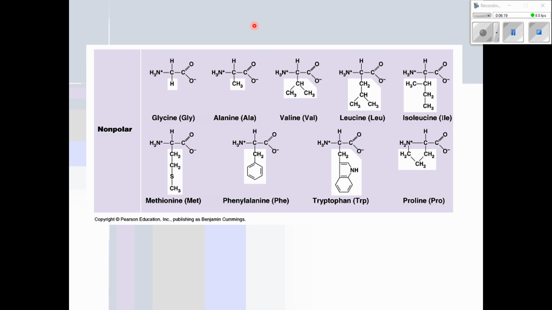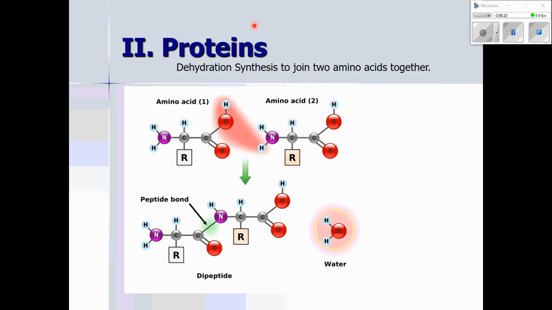Now, whenever you have a monomer, such as an amino acid, and you want to join it together with another monomer, another amino acid, you simply do dehydration synthesis. We've talked about this before. Dehydration synthesis is used to join monosaccharides together to build disaccharides. It's used to join fatty acids onto glycerol to build a fat molecule.